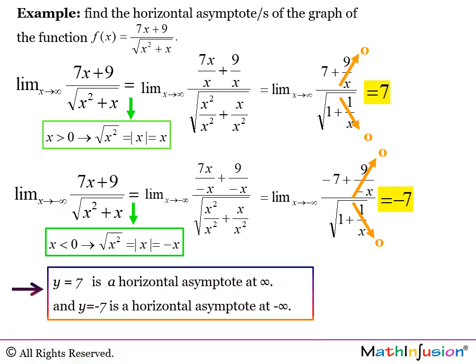We conclude that y equals 7 is a horizontal asymptote at infinity, and y equals -7 is a horizontal asymptote at -infinity. It sounds maybe surprising for you, but I would like to tell you that many functions have two different horizontal asymptotes, one at infinity and one at -infinity, and they don't have to be the same. Here is the graph of the function f(x), and you can really see the two different horizontal asymptotes at infinity and -infinity.